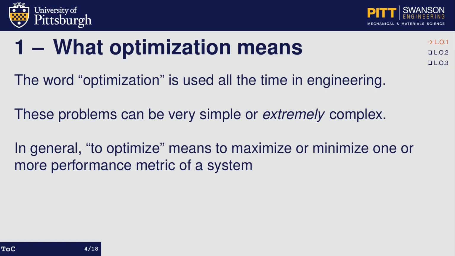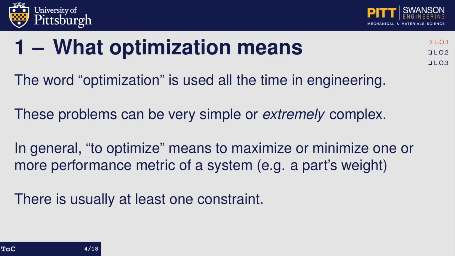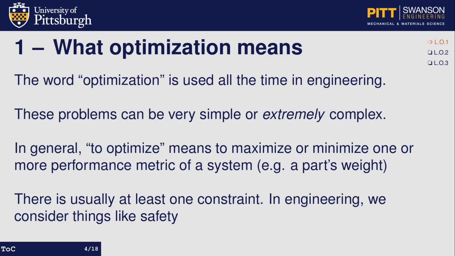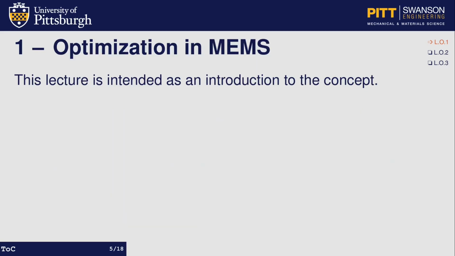In general, to optimize means to maximize or minimize one or more performance metric of a system. For example, a part's weight. There's usually at least one constraint on this. In engineering, we consider things like safety or the cost or the material usage, many other things. This lecture is intended as an introduction to the concept.